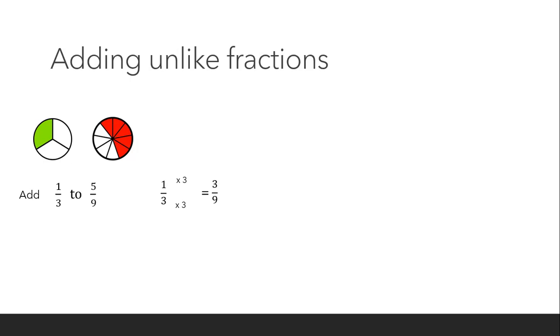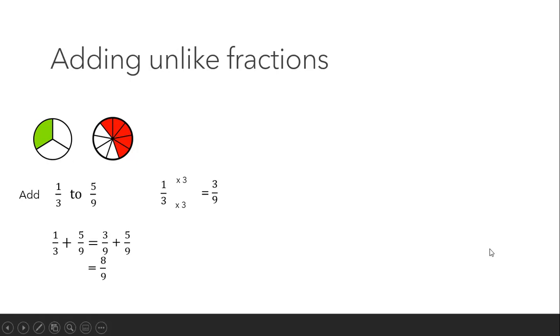Now, I already amplified my fraction, so instead of using 1/3, I'm going to be using 3/9. As you can see, 1/3 plus 5/9 is now 3/9 plus 5/9, and I only have to add the numerators. 3 plus 5 equals 8, and my denominator stays the same.